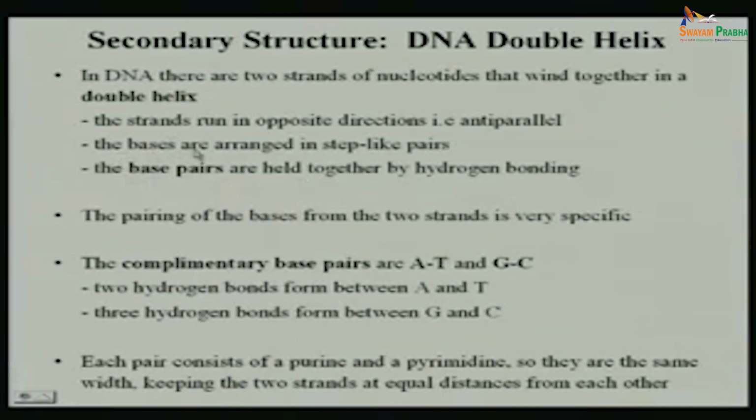When they come and bind each other and form this type of structure, it is called a helix-like structure, and this is the secondary structure of the DNA molecule. The bases are arranged in a step-like manner, and the base pairs are held together by hydrogen bonding.